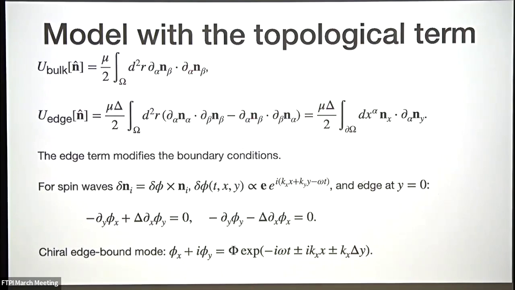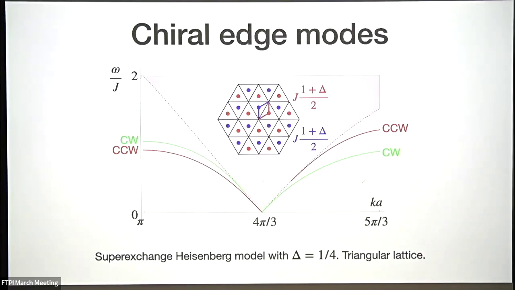And so the edge term produces a change in the boundary conditions for the rotation angles in the spin wave as follows. And then you can show that there are chiral edge modes bound to the edge. And here's the dispersion of these chiral edge modes in addition to the bulk modes in that model with a particular value of this disparity between the ligand exchange strengths. So you can see that close to this 4 pi over 3 point along the edge, you only have two modes instead of four bound to the edge. And so one mode travels in one direction and has a counterclockwise polarization, the other one has clockwise polarization and travels in the other direction.